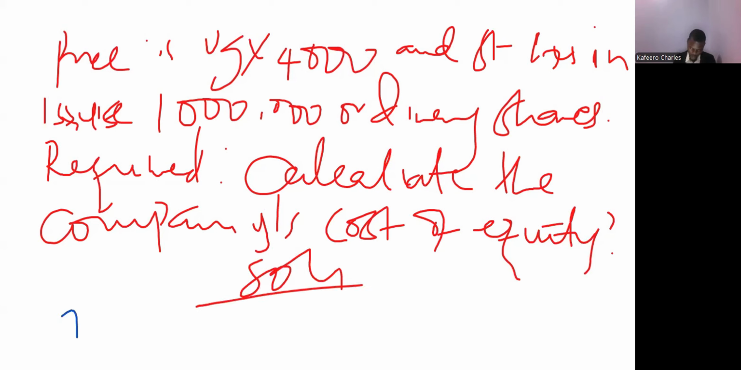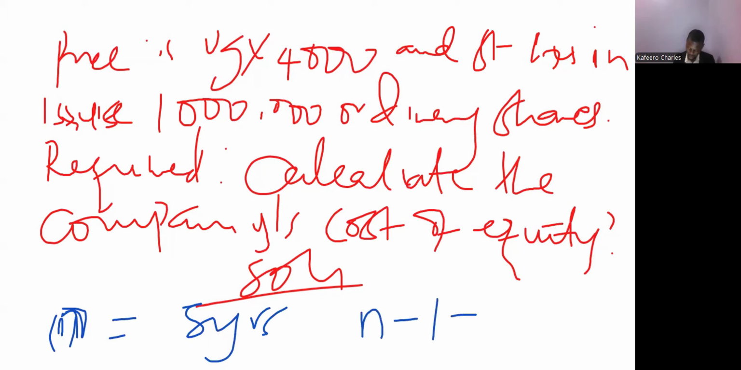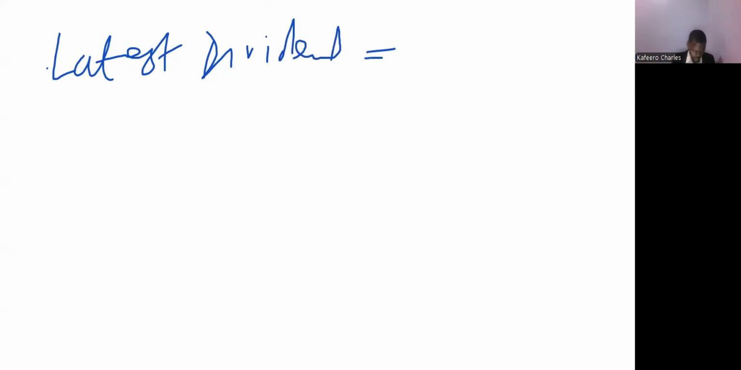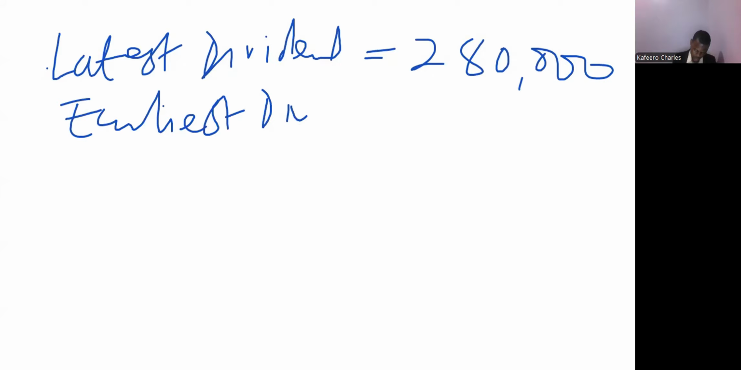Let's now look at the number of years, N. They have given us 5 years. And what is N minus 1? Because it is supposed to be in the formula, this is going to give us 4 years. Now we also need to know the latest dividend, which is 280, and the earliest dividend is 180.